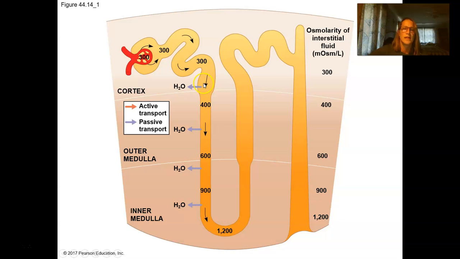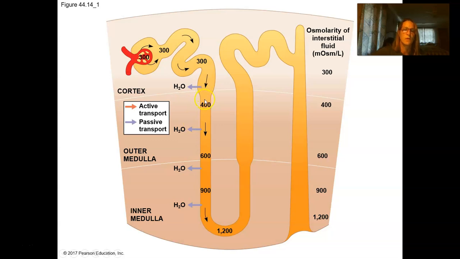And the tubule is basically going to be maintaining much of that same concentration as it moves down. Because of that, as we move down in terms of concentration, that is going to push water out of the tubule back into the capillaries. Okay, so that's why all this water transport is passive.